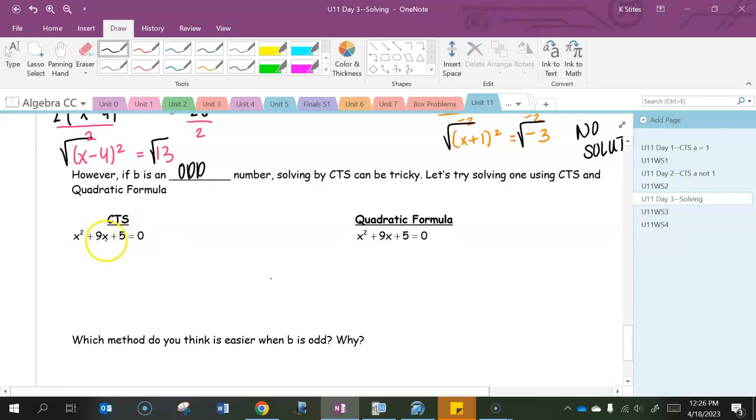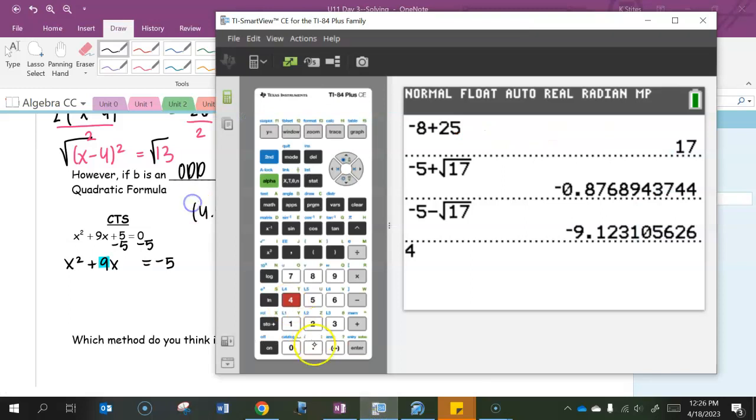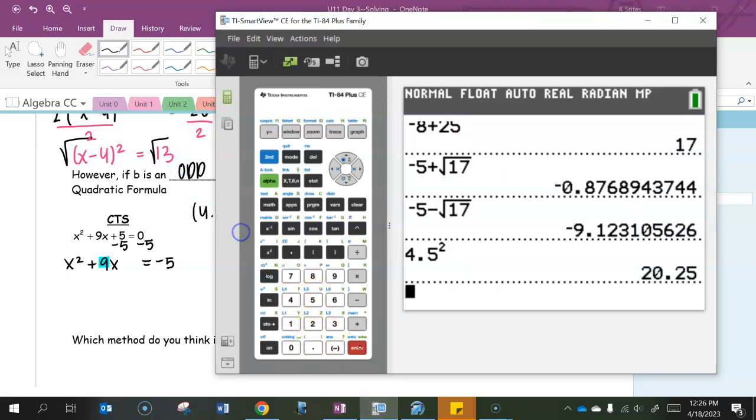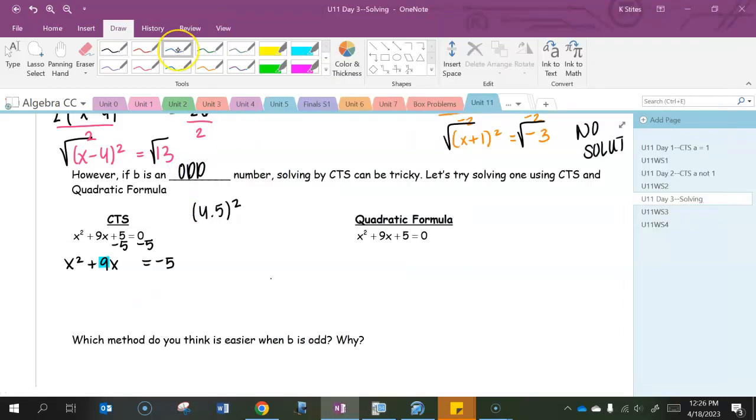I have this problem here. It is just an x squared, so that's nice. I would subtract my 5 over. Okay, I'm going to take my b value. I'm going to divide by 2. The problem is that 9 divided by 2 is a 4.5. So now I'm going to square this 4.5. And that's a 20.25. Which I also have to add over here.